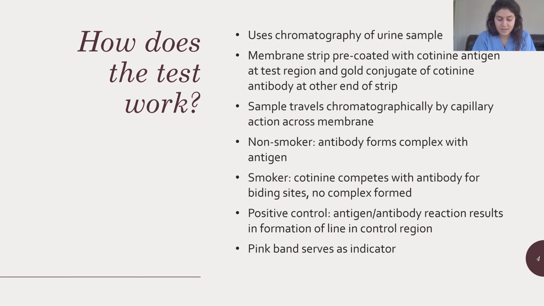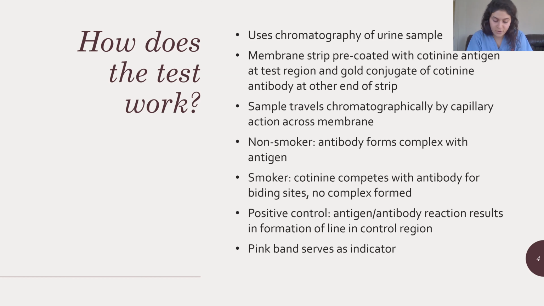But if the urine has nicotine in it, meaning that the individual has been smoking, then a line will not form at the test region because the nicotine will compete with the antibody for the limited binding sites, and no complex will be formed between the antibody and the antigen.